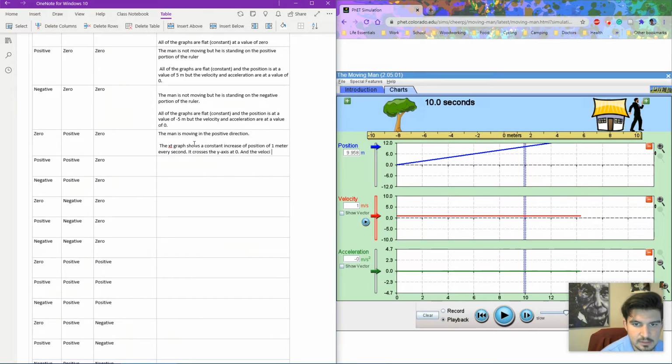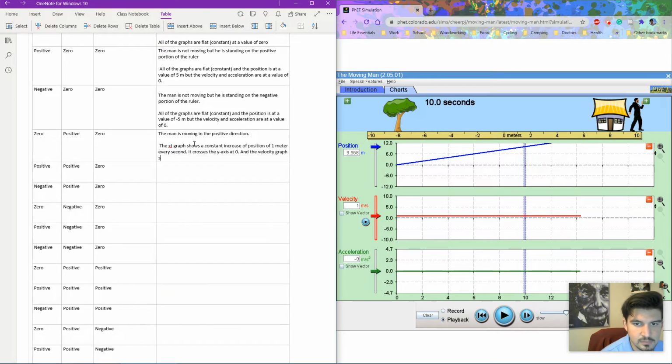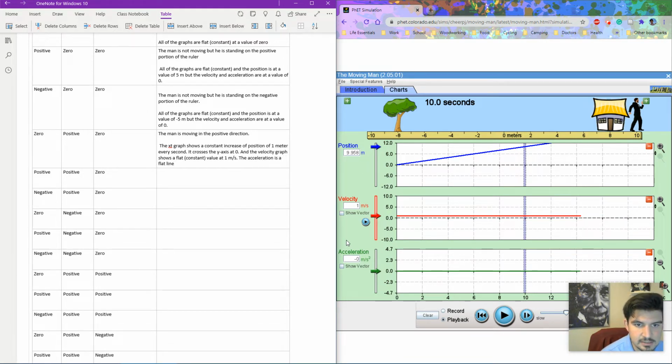and the velocity graph shows a flat or constant line value at 1 meter per second. And then because our velocity does not change, we could also say that the acceleration is 0, and sure enough, that's what we see on the graph here. The acceleration is a flat line, which means it's constant at 0.